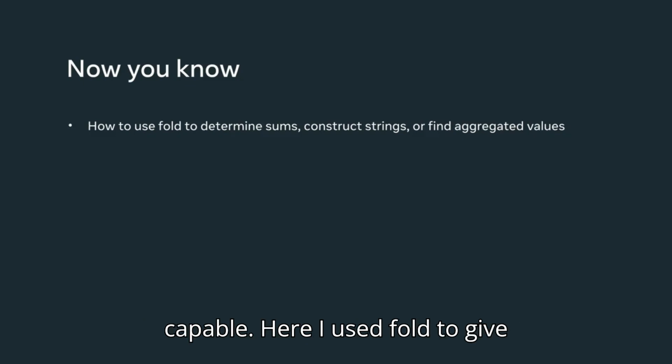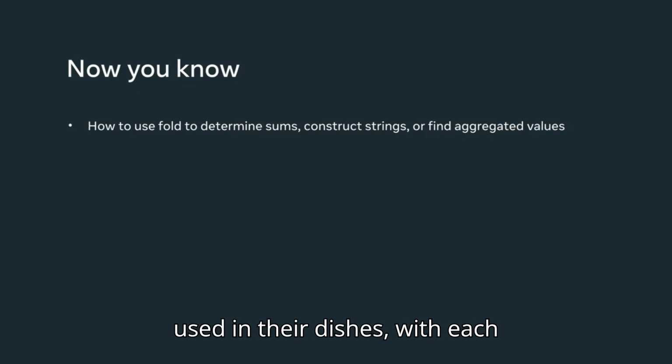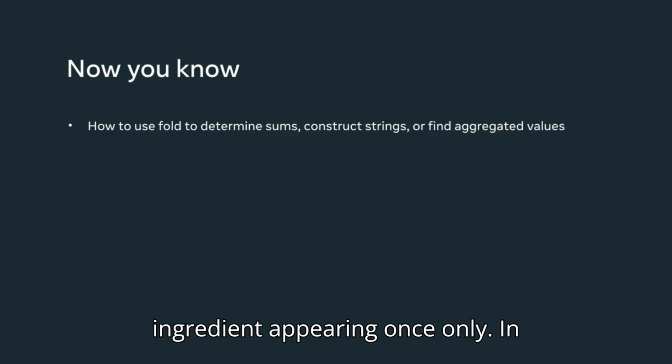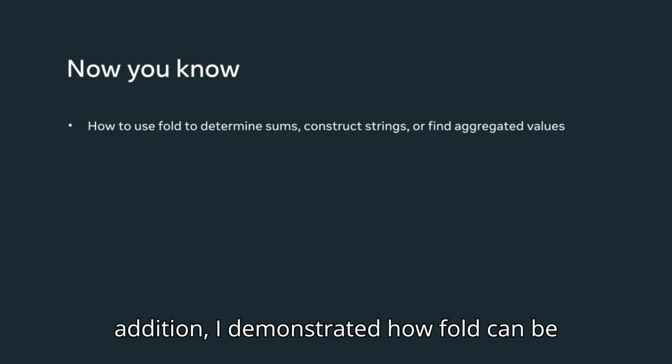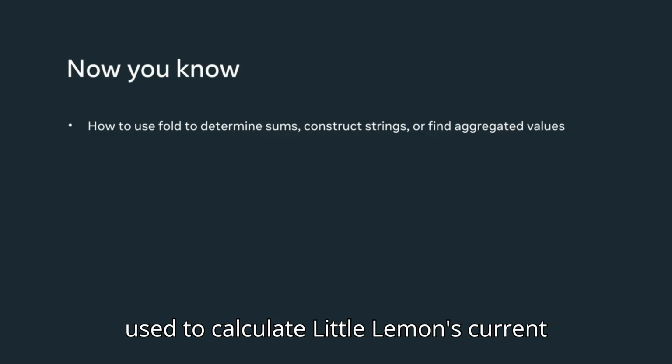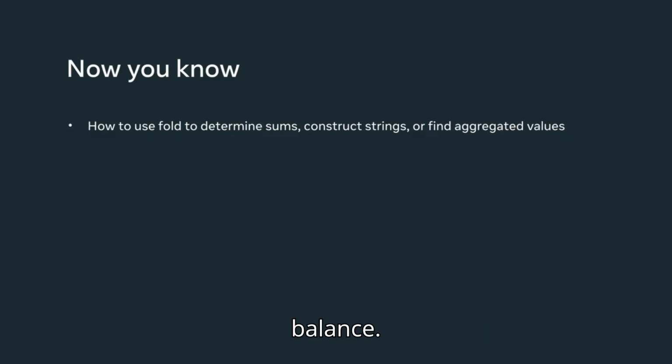Here I used Fold to give Little Lemon a list of all ingredients used in their dishes, with each ingredient appearing once only. In addition, I demonstrated how Fold can be used to calculate Little Lemon's current balance.